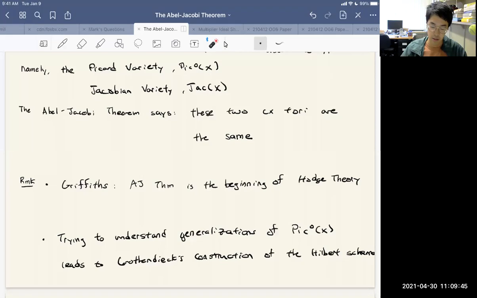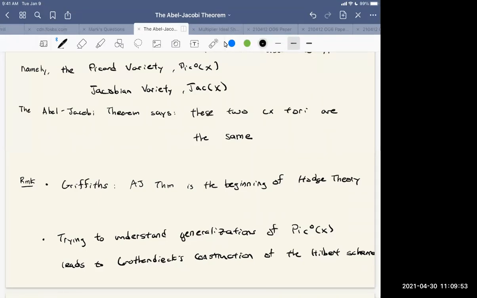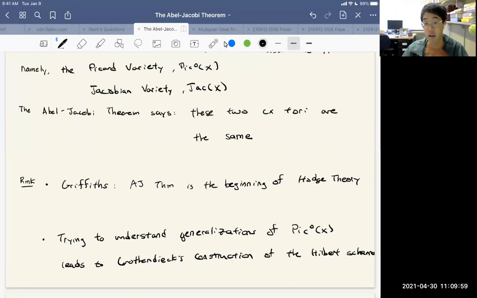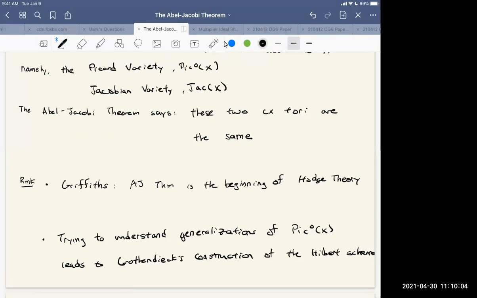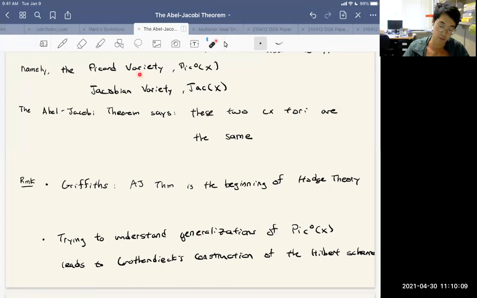Before I get started on the history, are there any questions? Yeah, sorry. The complex tori are the same in which sense? There's going to be a canonical isomorphism between the two tori. An isomorphism is a polynomial equation? Right. So an isomorphism of algebraic varieties, because these complex tori are actually going to be algebraic, but I won't mention that at all. You can just take it to mean an isomorphism of complex manifolds if you want.